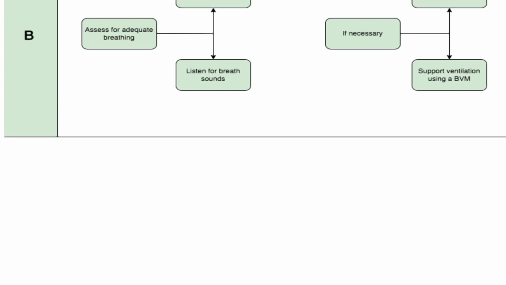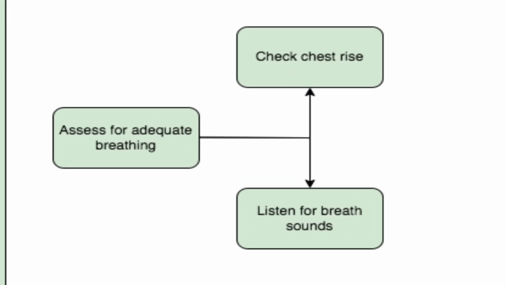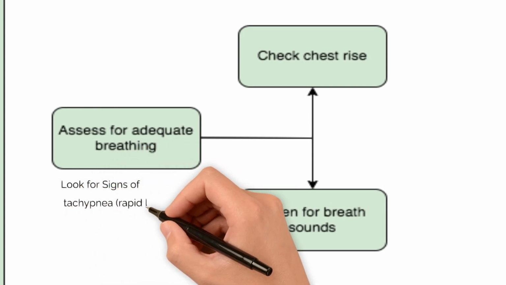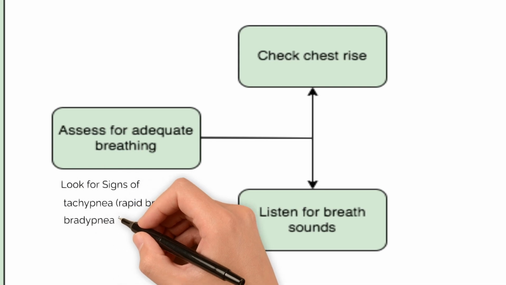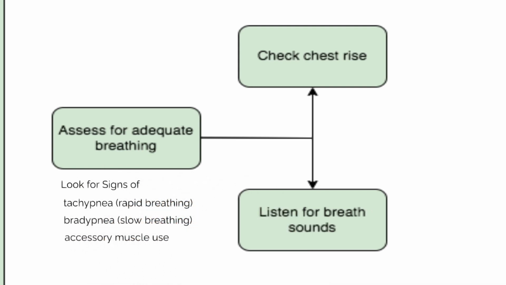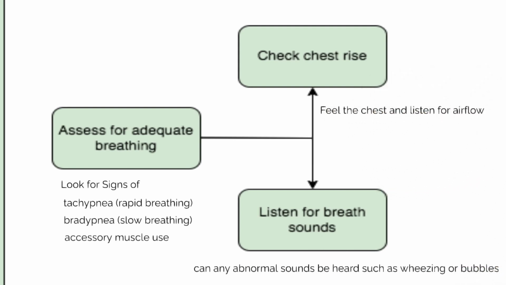Breathing. Once the airway is clear, move on to breathing. You will need to assess how well the patient is breathing. Check for equal rise and fall of the chest. Look for signs of tachypnea or bradypnea and any use of accessory muscles. Auscultate for breath sounds. Can any abnormal sounds be heard, such as wheezing or bubbles? Feel the chest and listen for airflow from the nose or mouth for 10 seconds if the patient is unconscious.